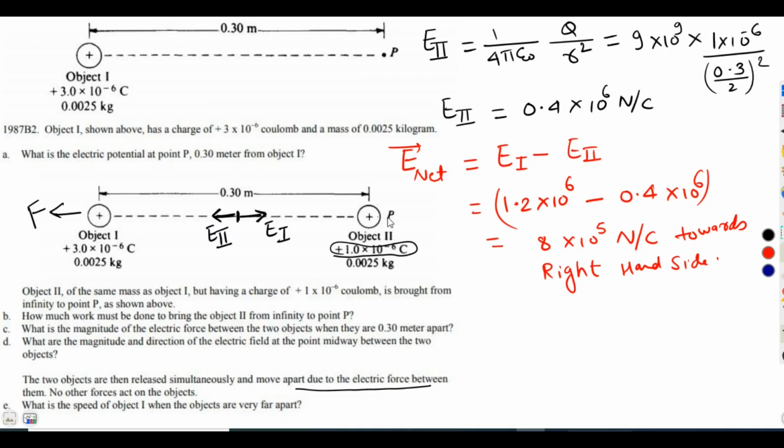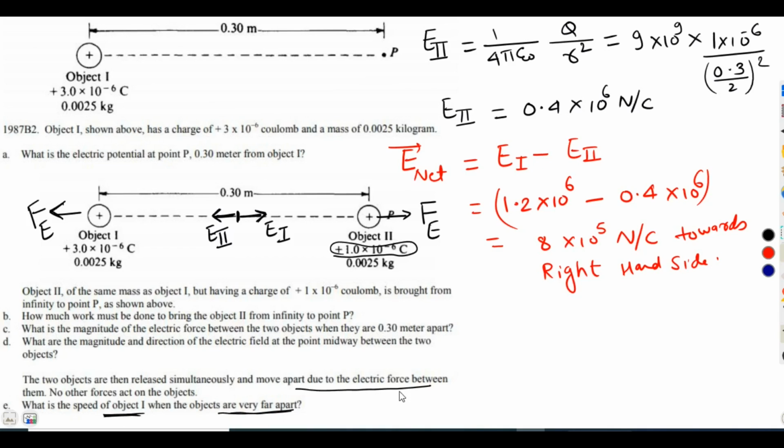Of course, the repulsive force is acting in this direction. So no other force acts on the object. There is no other force apart from the electric force, right? So what is the speed of object 1 when the objects are very far apart? We have to find the speed of object 1 when both the objects are far apart.